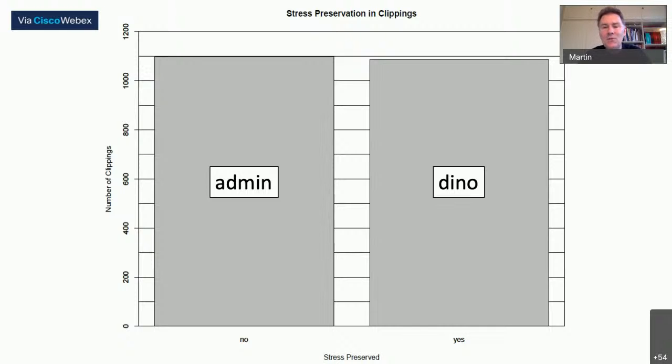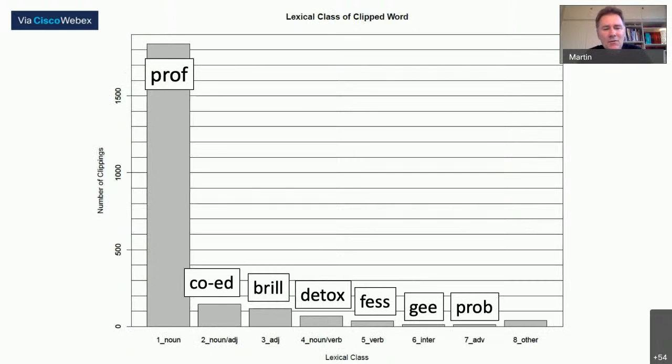For now, let's move on to the parts of speech. And here we have this kind of distribution. Previous studies of English clippings have noted a very strong noun bias. And this is fully confirmed by our data. So nouns are by far the most frequent lexical class. And again, that's illustrated by prof here. And this tendency becomes even stronger if we add clippings that potentially illustrate several categories. So for example, the clipping co-ed can be either nominal, it can be a noun, or it can be an adjective. So we might add it to the nominal category.